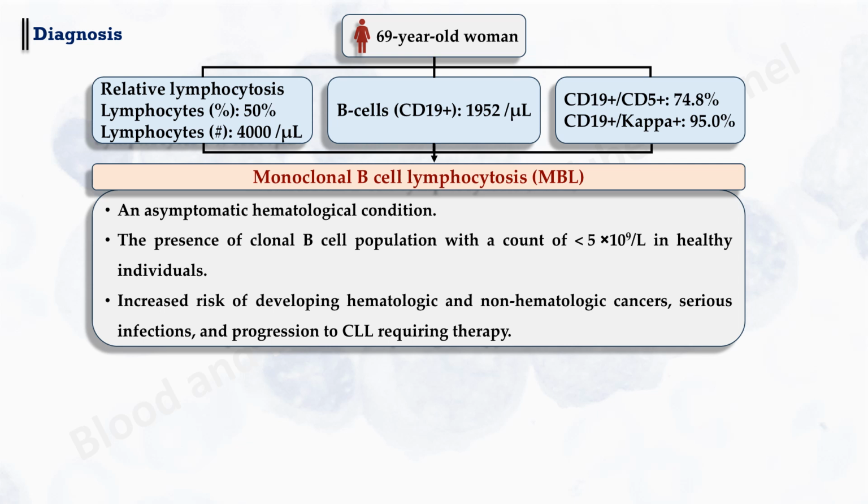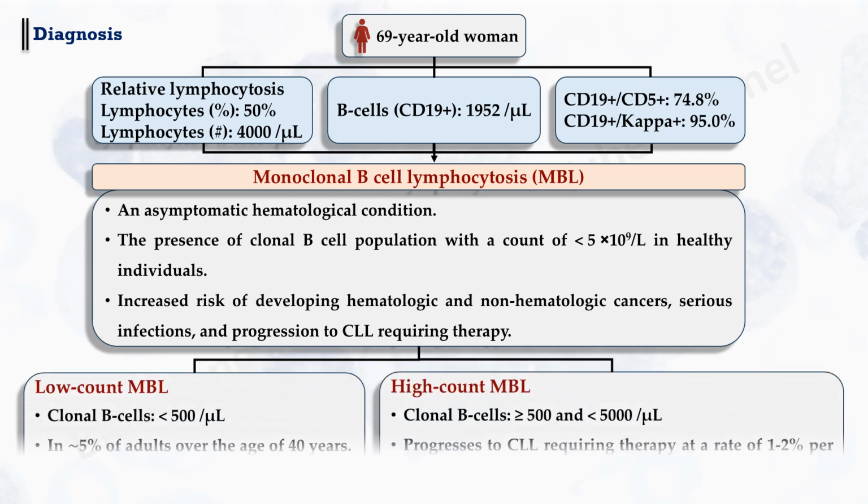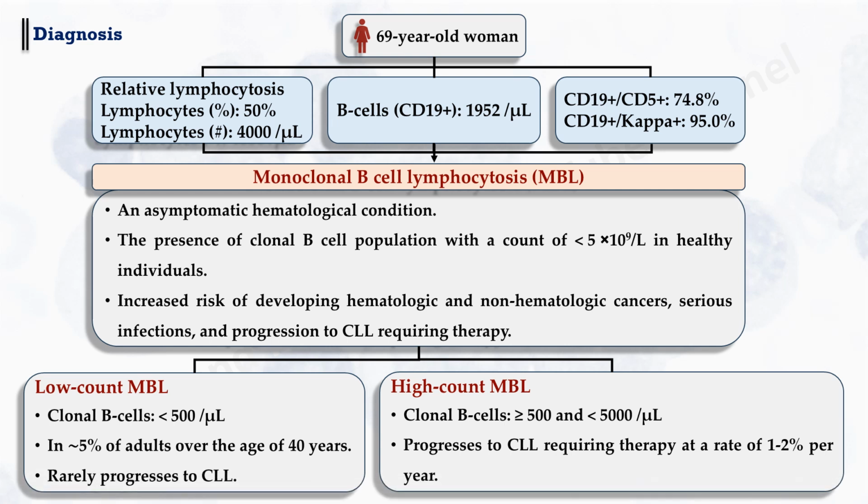Individuals with MBL are at an increased risk of developing hematologic and non-hematologic cancers, serious infections, and progression to CLL requiring therapy. MBL can be categorized as either low count or high count based on whether the B-cell population in the peripheral blood is above or below 500 per microliter.